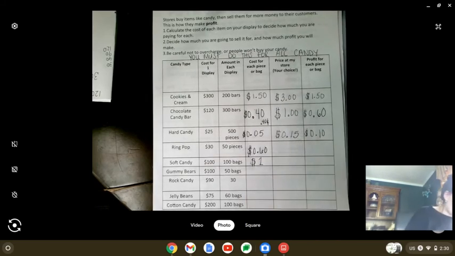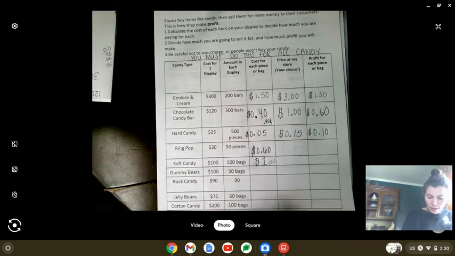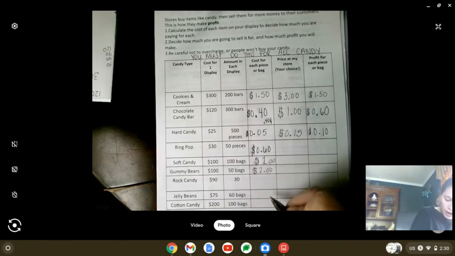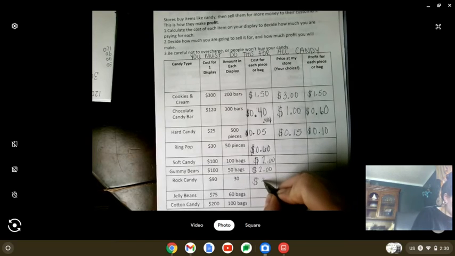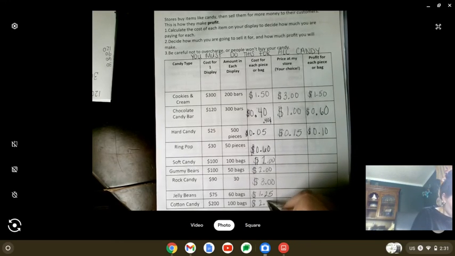Soft candy is $1. Gummy bears, 100 divided by 50 is $2. Rock candy, 90 divided by 30 is $3. Jelly beans is $1.25. And cotton candy is $2.